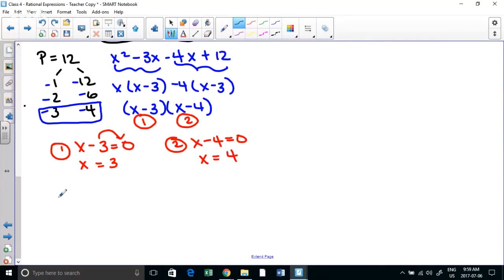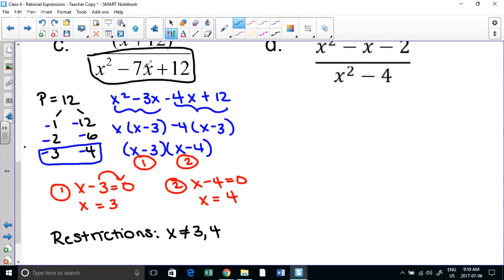What this means is my restrictions: x cannot be 3 and x cannot be 4. Because if x is 3, this bottom becomes 0. Problem. If x is 4, the bottom becomes 0, also a problem.